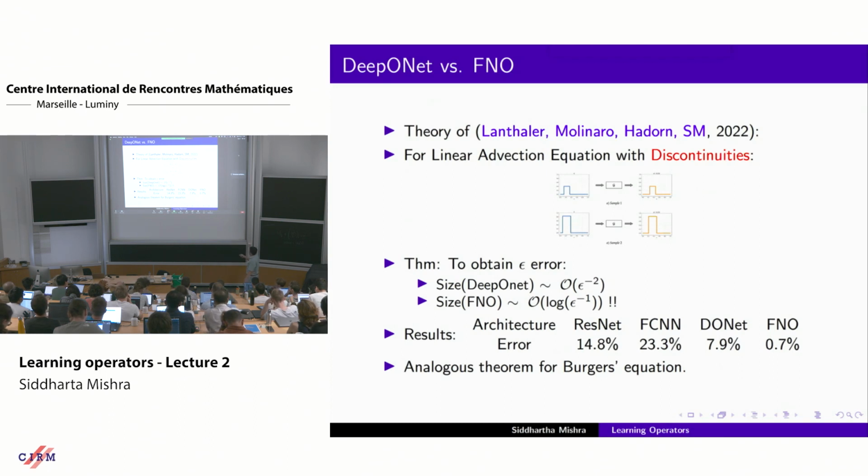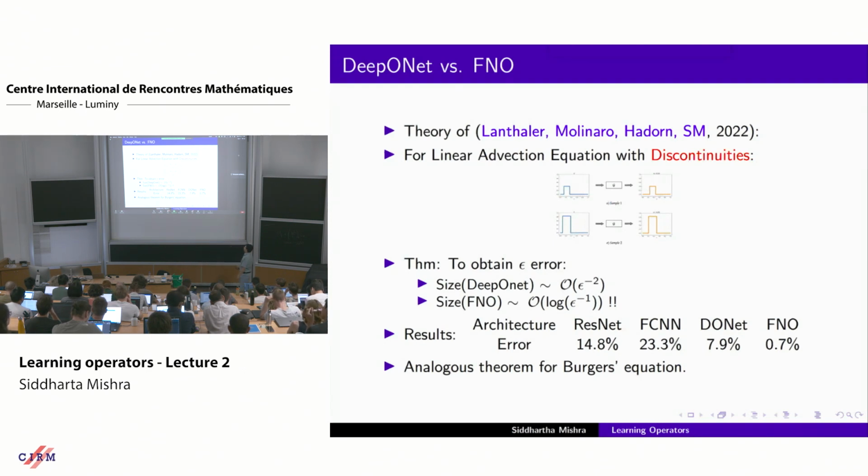You have a similar result for the Burgers equation, and you see in practice, for this particular case, there are some ResNets and so on as a baseline, but compared to DeepONet, you have 10 times better error. So the error reduces by a factor of 10. So there are cases where this is even provably better, let alone empirically better, which is the case in many, many cases.